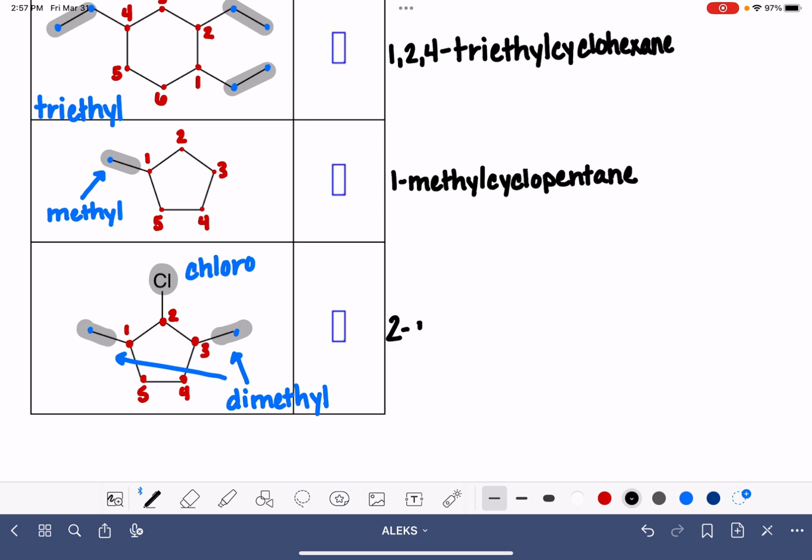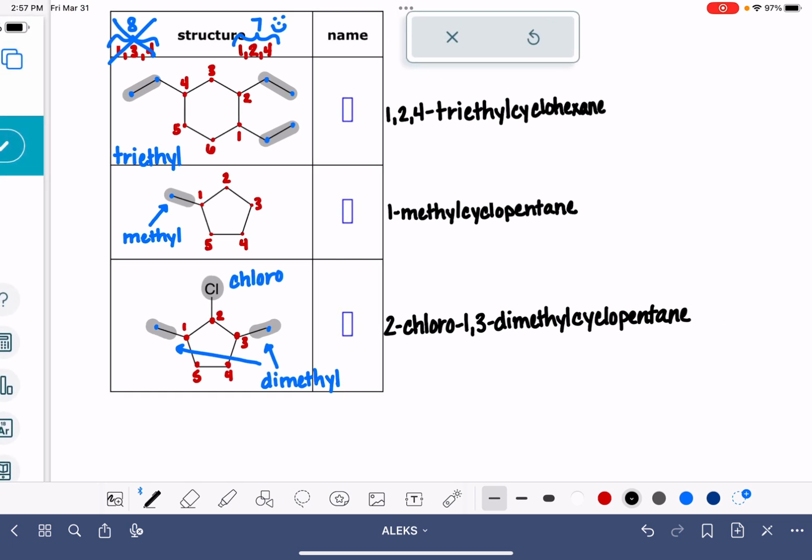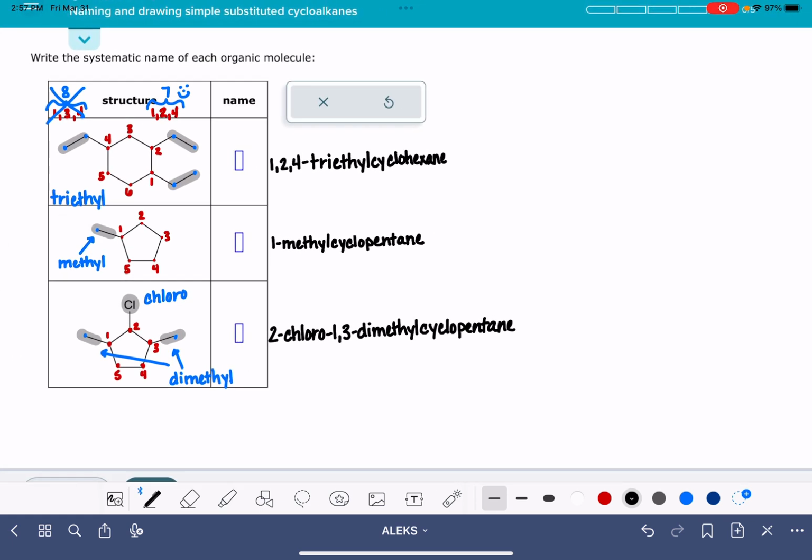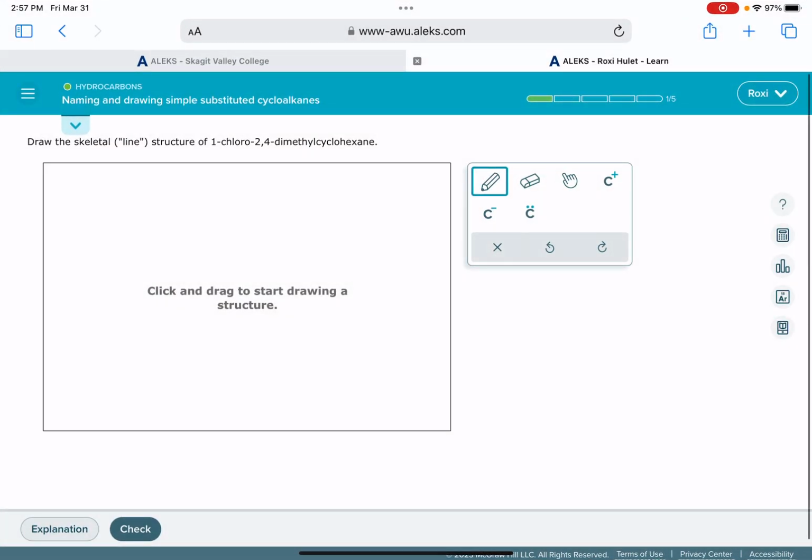It's located on carbon number 2, 2-chloro. And then next we have our methyls on carbons 1 and 3. Dimethyl, and then we have cyclo, 5-membered ring, so cyclopentane. Now, like I said there at the beginning of this video, there are 2 different versions of this ALEKS problem. So let's go to ALEKS and see the second version of the problem.